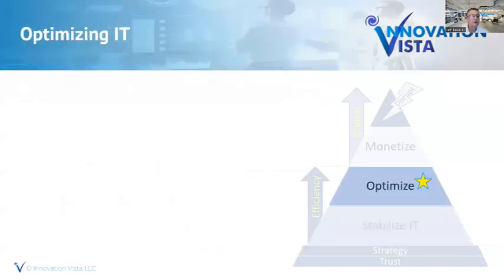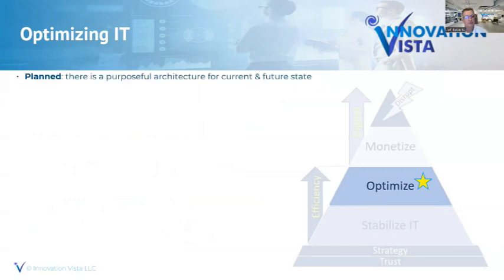So, okay, optimizing IT. Now we get into a little bit more. We've got the platform up and running. We've got a good score on the previous segment. Now, are we getting the bang for the buck? Are we doing things in a smart way? Are we doing things in a way that adds value and positions us for the future? Is it planned? First question.